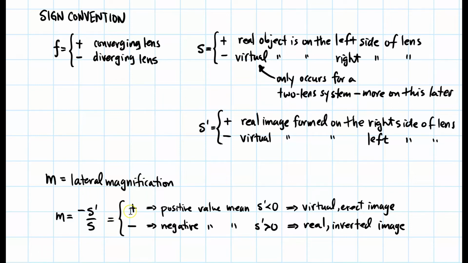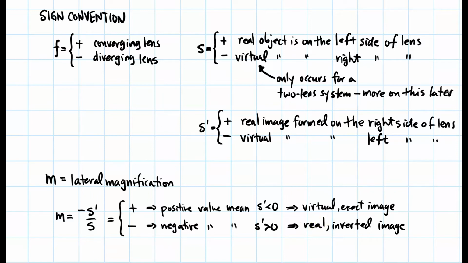If m is positive, the only way m could be positive here is if the image distance is negative. If the image distance is negative, then it's on the left side, so it's virtual and I have an erect image. On the other hand, if the magnification is negative, then the only way that could be true is if the image distance is positive, but if it's positive, it's on the right side of the lens, so therefore it must be real and it's an inverted image.